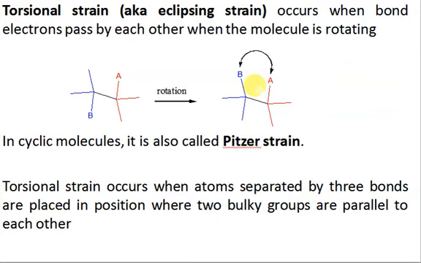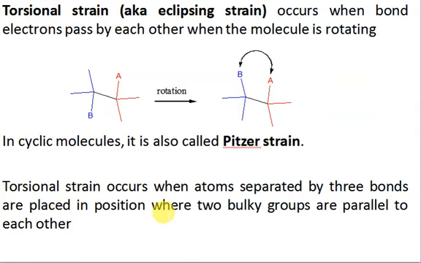In case you are considering the torsional strain in a cyclic molecule, then this strain is known as Pitzer strain, right? The torsional strain occurs when the groups are separated by 3 bonds, right? And they are placed in such a position that two bulky groups are parallel to each other.